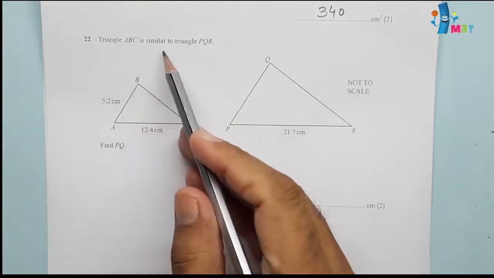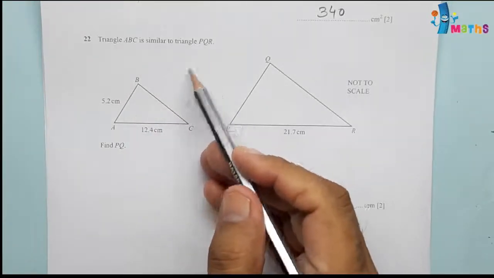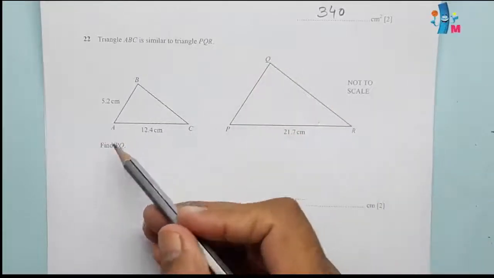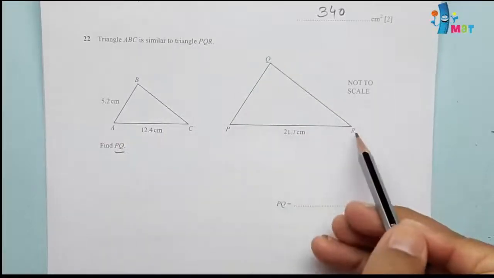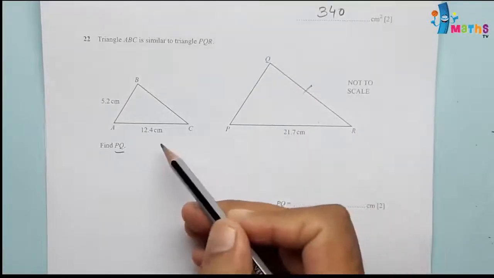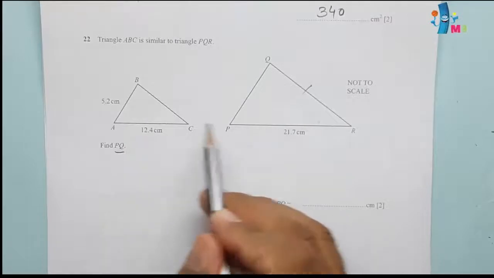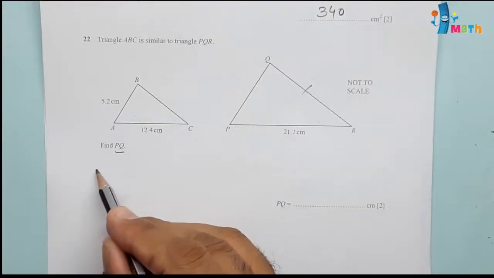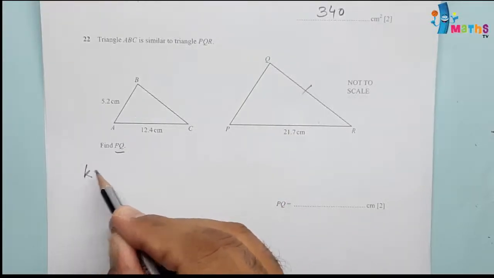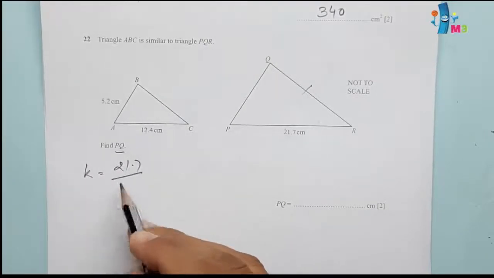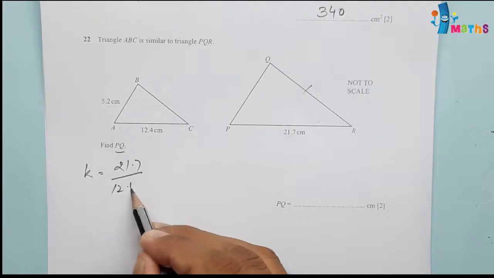Triangle ABC is similar to triangle PQR. So ABC is similar to PQR. Find PQ. So this side we have to find. This side will have the same ratio as these two sides that are given. We will check. The ratio K will be equal to 21.7 divided by 12.4.